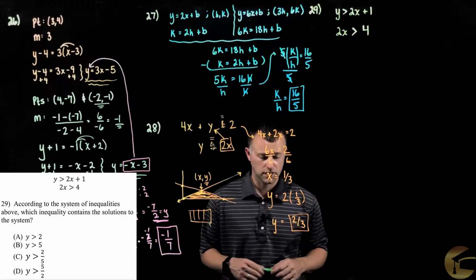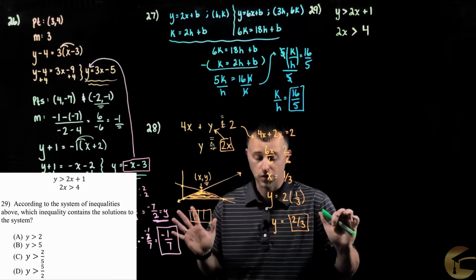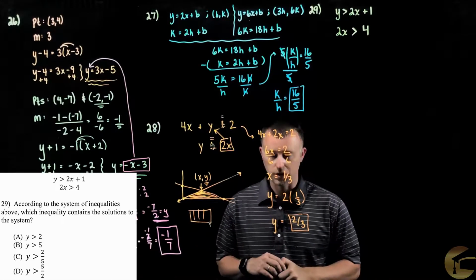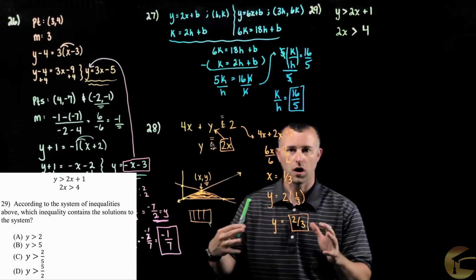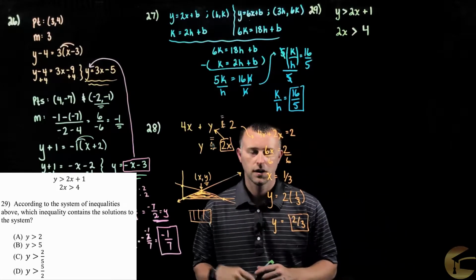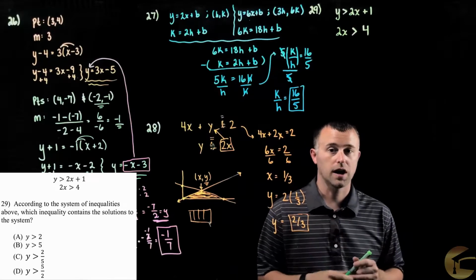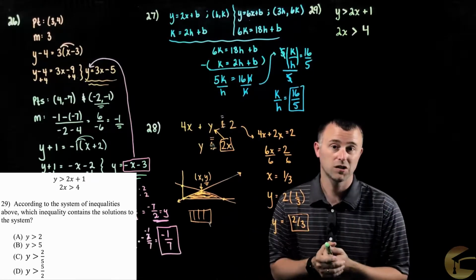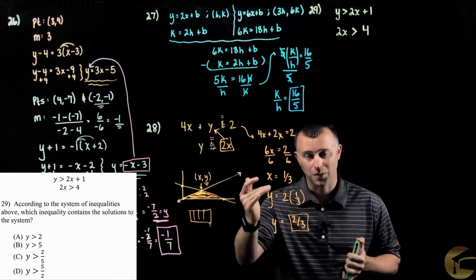Number 29 is giving us 2 inequalities, but it's not asking for a minimum or a maximum. So they're just saying which inequality contains the solutions. We need to figure out how they're shaded this time. When you talk about how to solve systems, we have substitution, we have elimination, we have graphing. The only time you really should be forced to solve by graphing is in a situation like this, when you have a system of inequalities and it's not asking for a minimum or a maximum value.